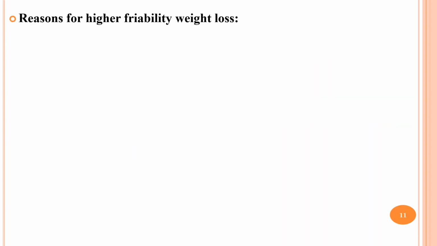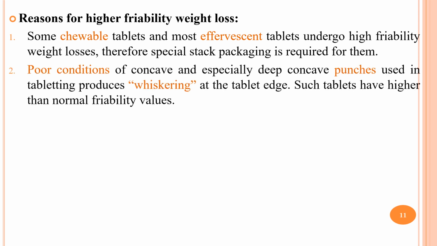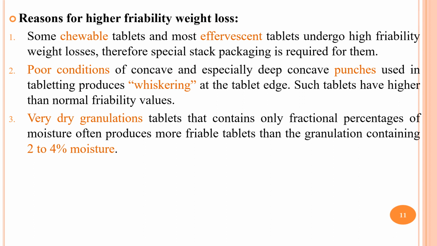There are various reasons which are responsible for higher friability weight loss. First one is that some chewable tablets and most effervescent tablets undergo high friability weight losses. Therefore, special stacked packaging is required for them. Poor conditions of concave and especially deep concave punches used in tableting produce whiskering at the tablet edge. Such tablets have higher than normal friability values. And the last one is very dry granulation tablets that contain only fractional percentages of moisture, which often produce more friable tablets than granulation containing 2 to 4% of moisture.